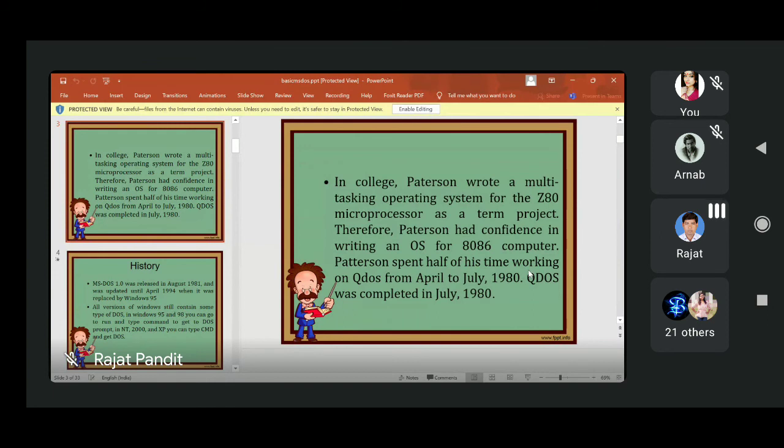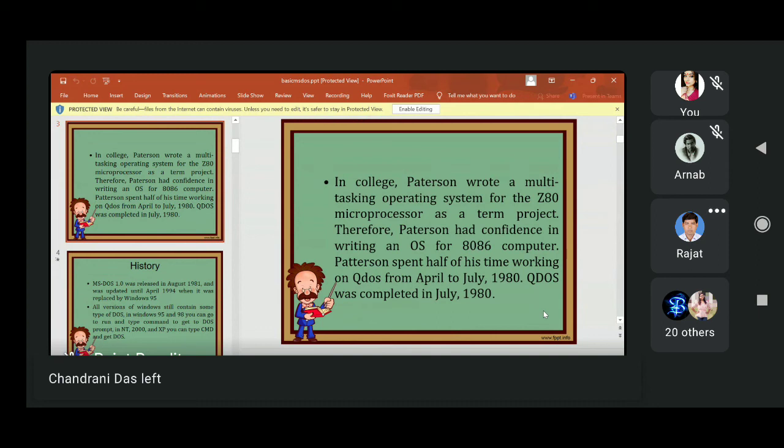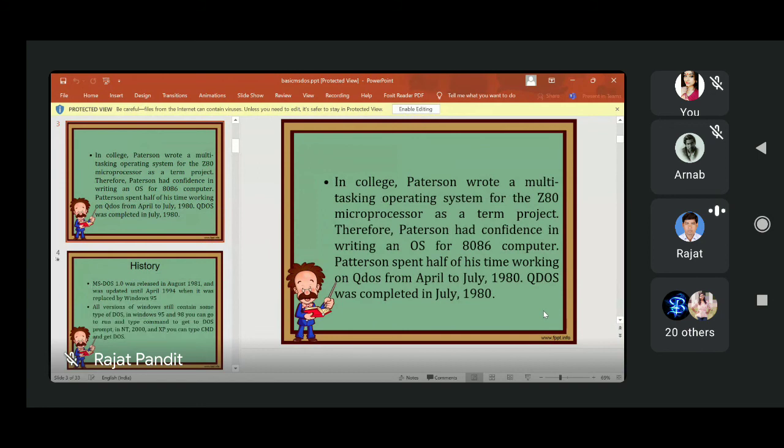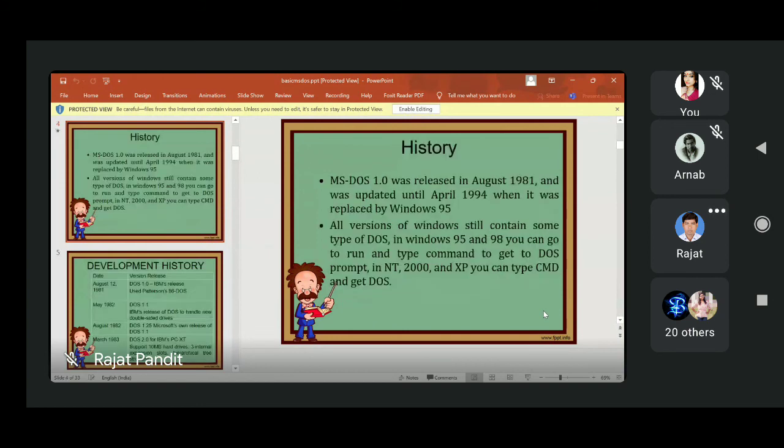So Peterson had confidence in writing an OS for the 8086 computer, and Peterson spent half of his time working on QDOS, another type of operating system, from April to July 1980. So QDOS was completed in July 1980. Then MS-DOS version 1.0 was released in August 1981 and was updated until April 1994, when it was replaced by Windows 95.